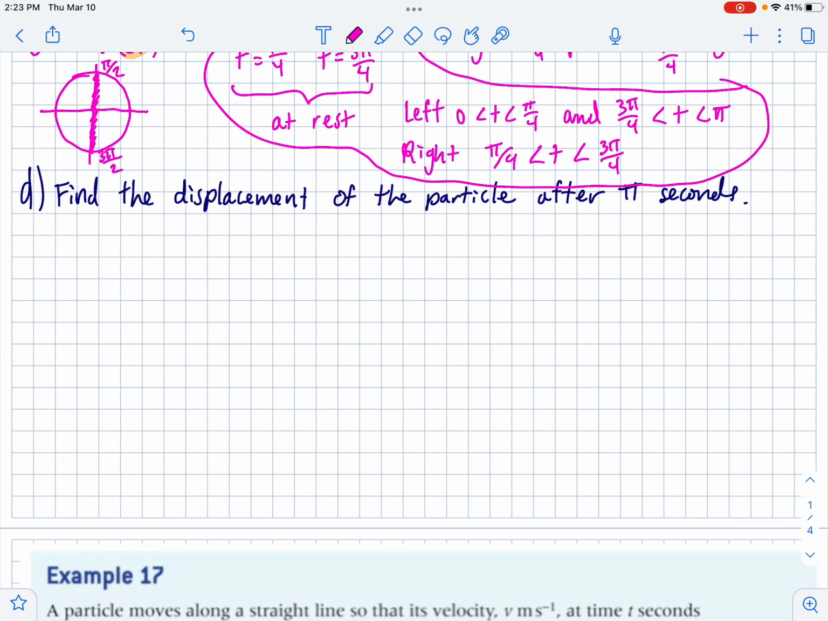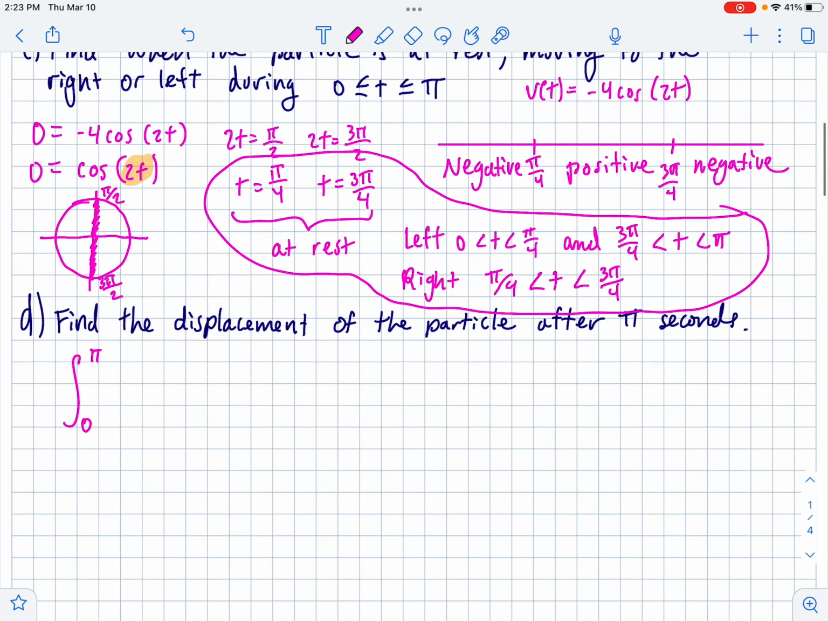Part D, find the displacement from time 0 seconds to time pi seconds. So remember, to find displacement, we need to integrate velocity from 0 to pi. So velocity was -4 cosine 2t dt. Now, to be able to integrate this, we've got to do a little backwards chain rule. It's like a mini u substitution, I guess is how you could think of it.